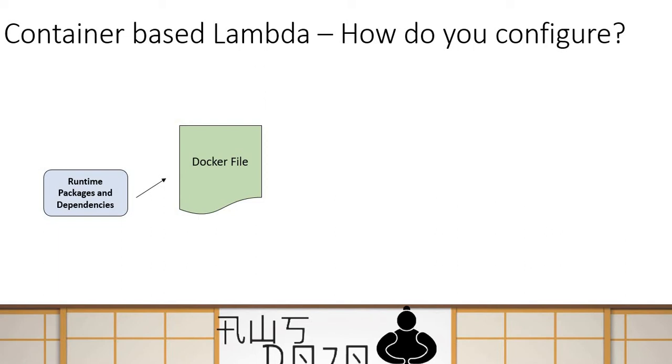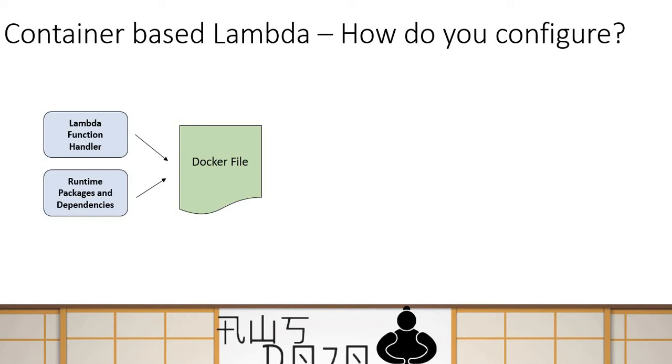And in a Docker file, you bring your runtime packages dependency, plus you also write your Lambda function handler. So in a typical Lambda function, you select your predefined runtime, and then you can upload your Lambda function handler code to it. In this case, in the Docker file itself, you need to have your runtime packages dependency plus your Lambda function handler. Both have to be packaged in the same image.